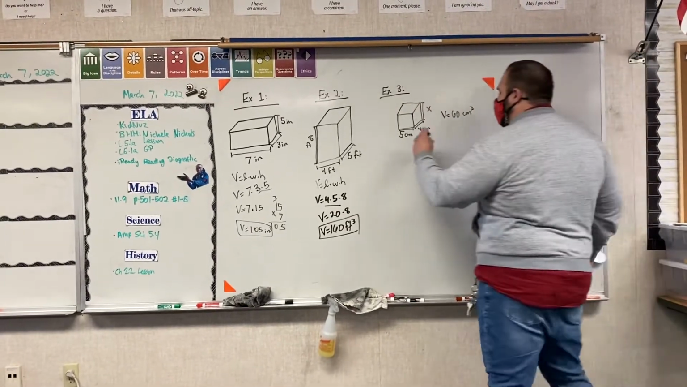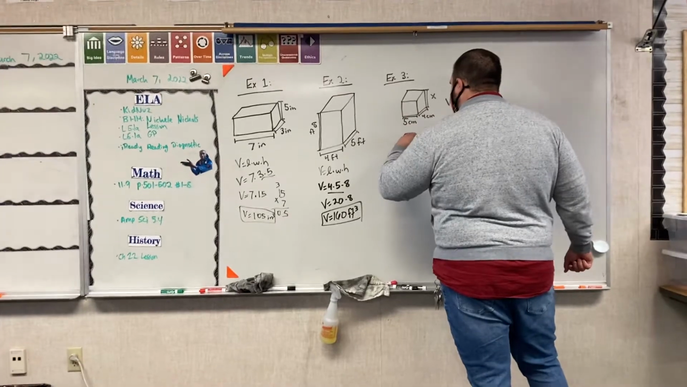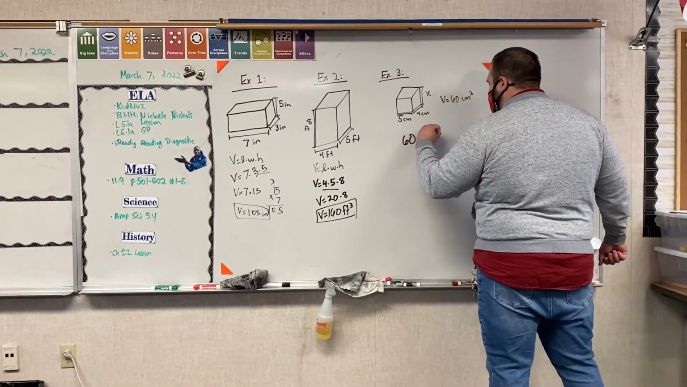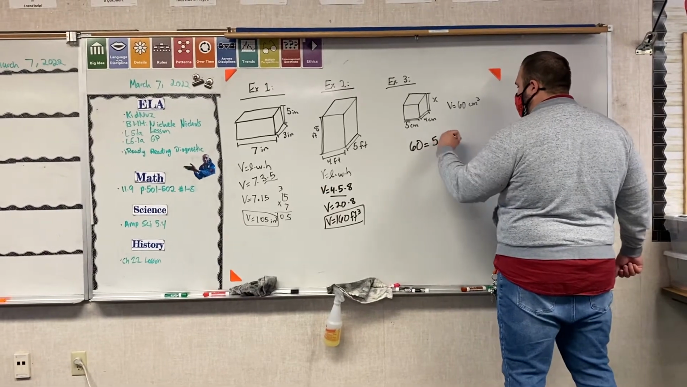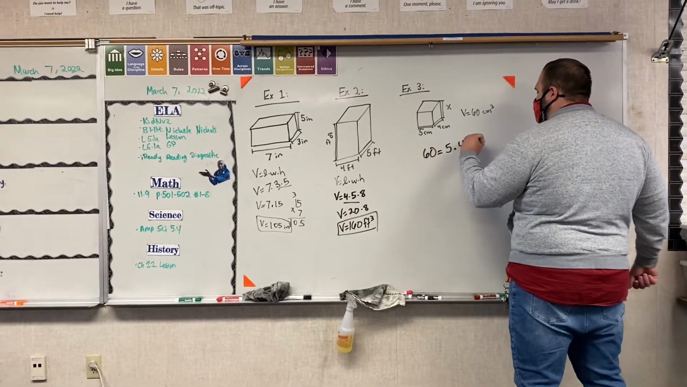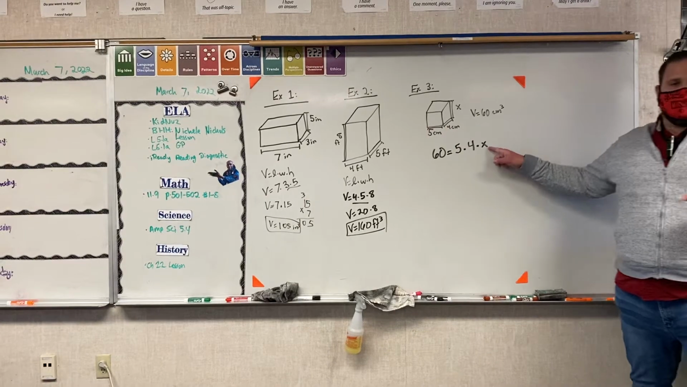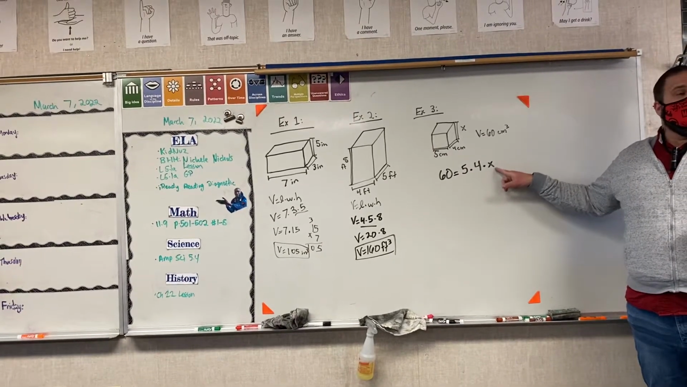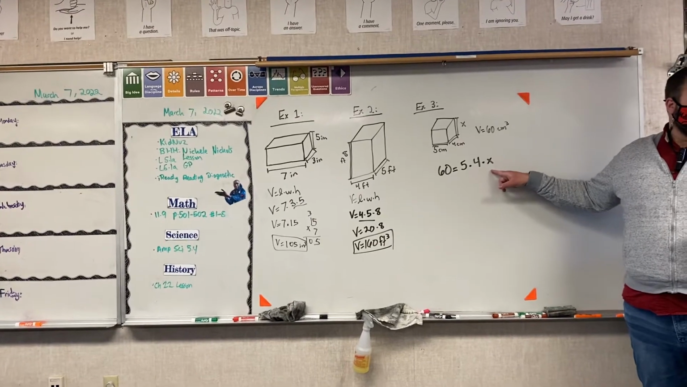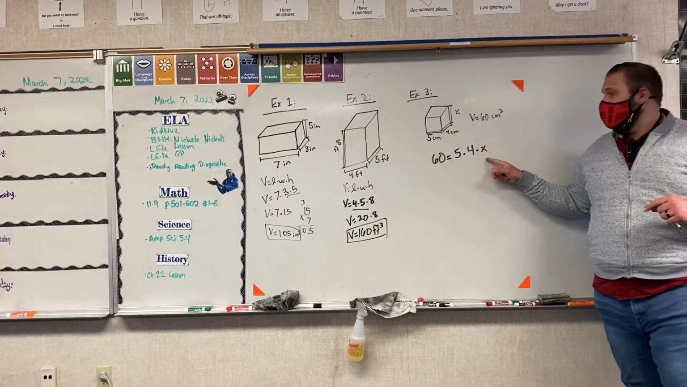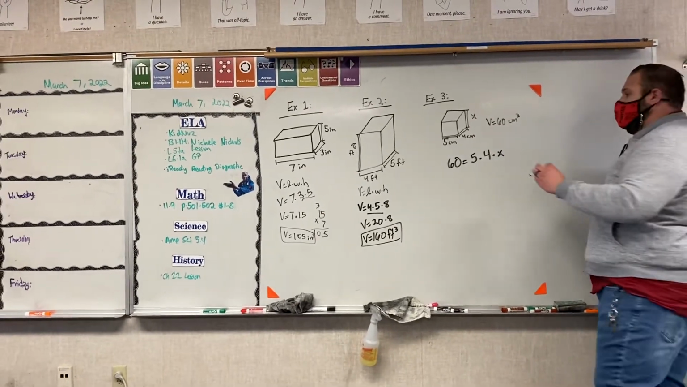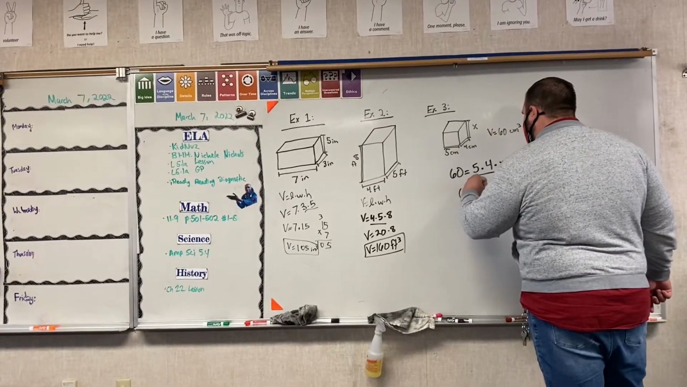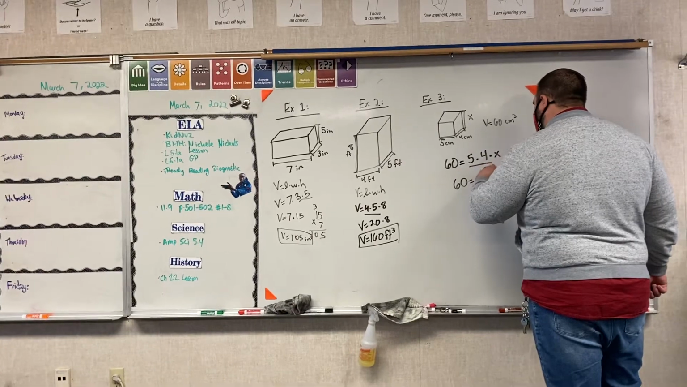So I know that the volume here is 60, and that equals the length, which is 5, times the width, which is 4, times the height, which I don't know. That's what an X is going to represent. I don't know what this number is. I need to figure out what this number is. Stop, please. So the way I do that is I solve. 5 times 4 is 20. So 60 equals 20 times X.